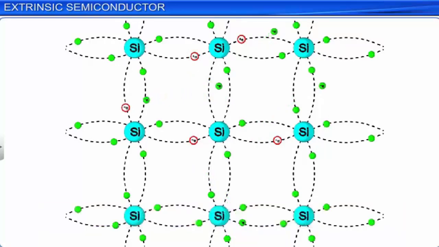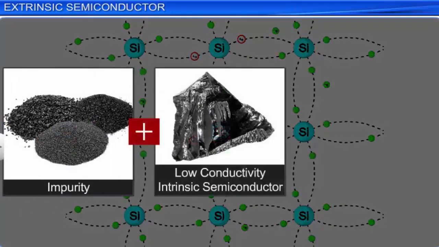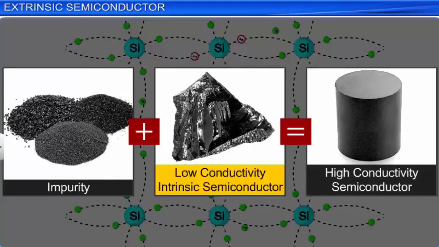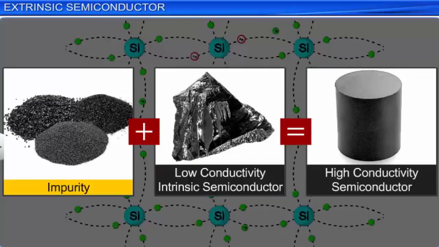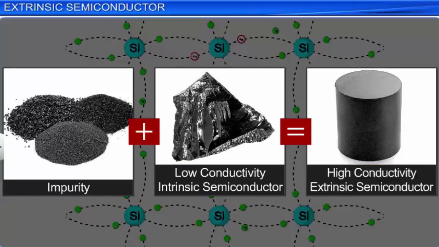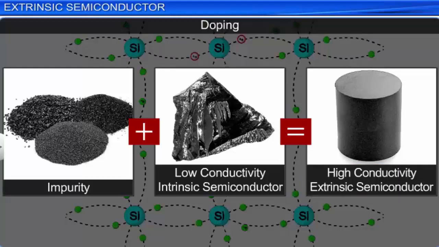When a small amount of suitable impurity, say a few parts per million, is added to an intrinsic semiconductor, its conductivity increases to a large extent. A semiconductor that has an added impurity to increase its electrical conductivity is called an extrinsic semiconductor. The process of adding the suitable impurity to a semiconductor is called doping. Thus, an extrinsic semiconductor is also called a doped semiconductor.